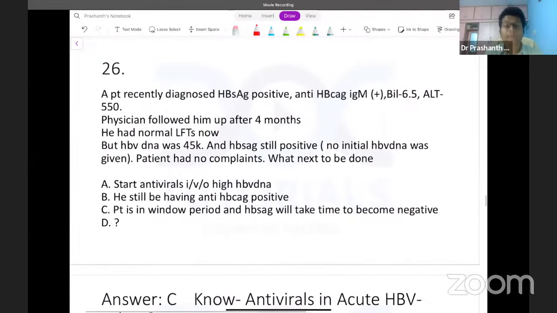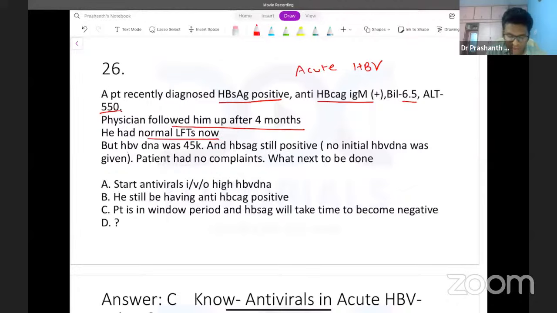Next is a patient recently diagnosed with HBsAg positivity, anti-HBc core IgM positive, bilirubin high, and ALT also high. That means this is an acute HBV infection. The physician followed him up for 4 months. LFTs are normal. DNA was 45,000. So DNA is still high, HBsAg is still positive. No initial HBV DNA was given. They have no complaint. What to do next?